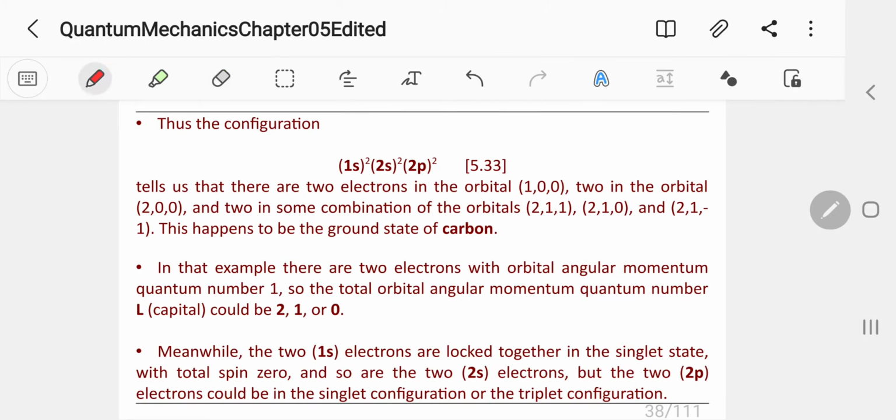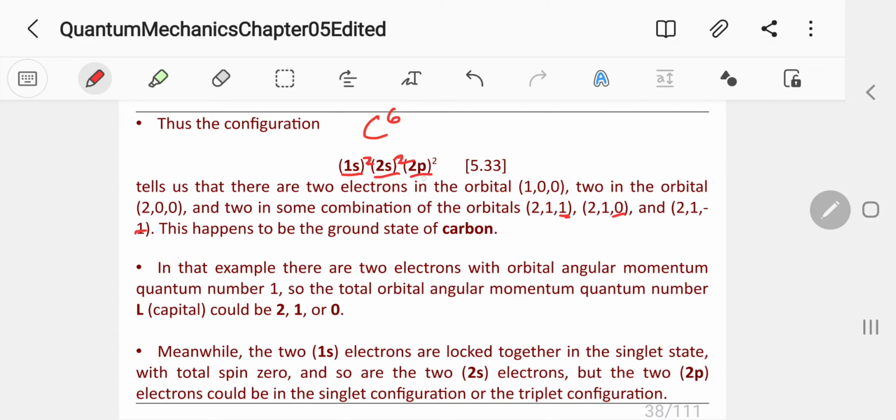For carbon 6, you have 6 electrons, and so for 1s there are 2 electrons, for 2s there are 2 electrons, because you have l equals 0 there. And for 2p, you have 2 electrons, but they could be in the 1, 0, or -1 state, the triplet state, any combinations of the two.